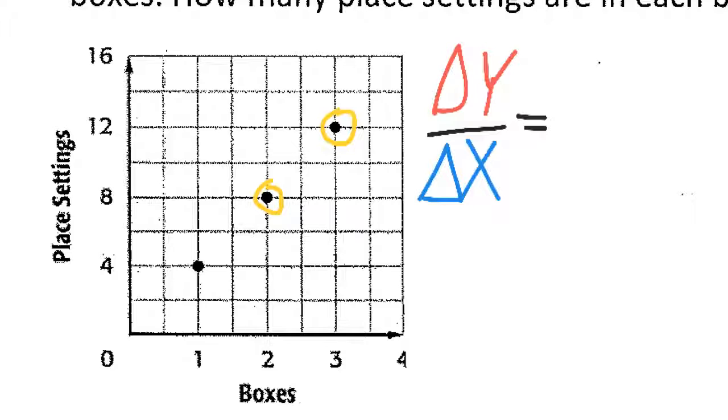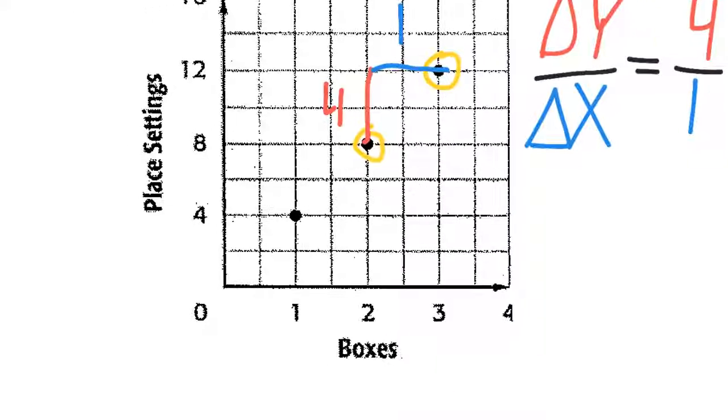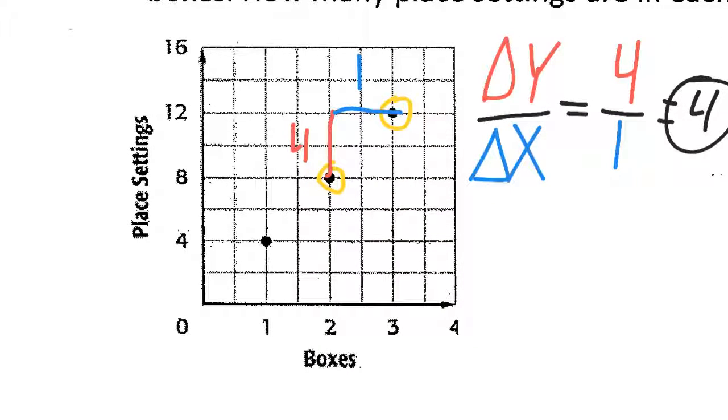So I'm going to look at my change of Y. From 8 to 12, we have changed by 4. Now from 2 to 3, we've only changed by 1. So it's 4 over 1, which is just 4. Because this is a direct variation, I could have done it the other way. I'm going to circle that because that is the correct answer. 4 place settings per box. Because this is a direct variation, I know it for multiple reasons.